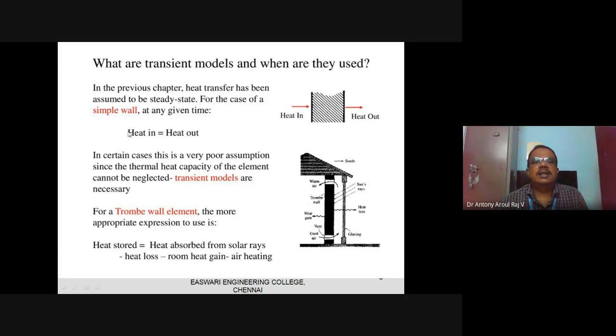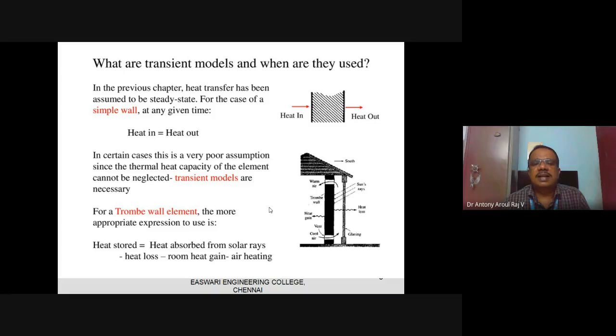Steady state model means heat in will be equal to heat out. All of us would have studied that in our basics. And if it is a transient model, heat in will not be equal to heat out, which I told you about the day before yesterday also. So there will be a difference, and that contributes to the transients. Then heat will be stored in the wall. When heat is entering the wall, it is not equal to what is leaving, and because of that, transients will be there.